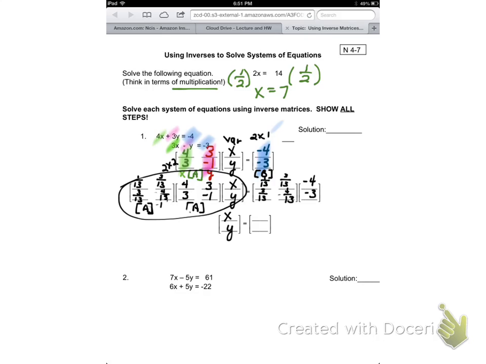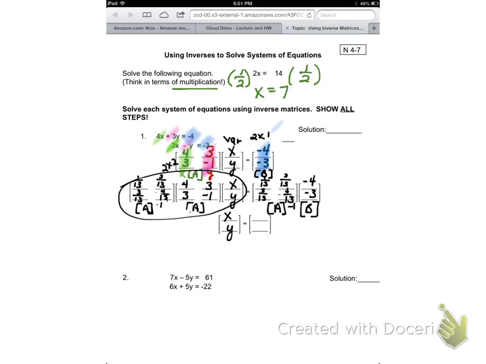Then we're going to multiply these parts here. Now you can multiply them by hand. Again, you have the skill to do that, or you can put it in your calculator. What you're going to multiply is the inverse of A, remember that's what that is, times matrix B. You're going to put this one in your calculator. We're going to do this one by hand, and then you can do the rest of them in your calculator.